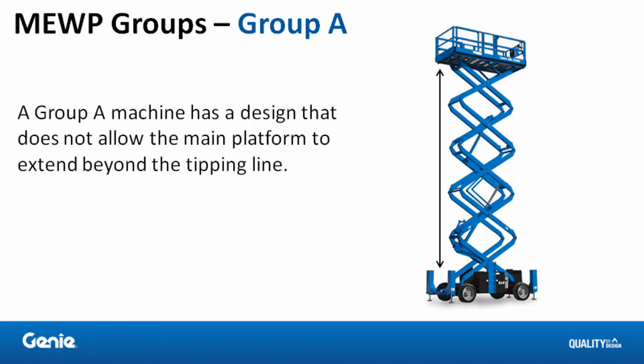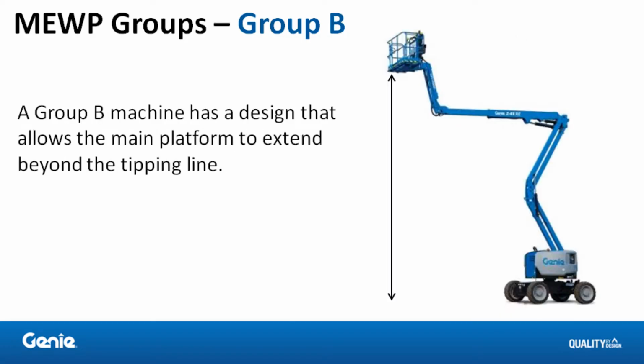A Group A machine has a design that does not allow the main platform to extend beyond the tipping line. In other words, the platform does not go outside of the drive chassis envelope. A perfect example of a Group A machine would be a scissor lift. Conversely, a Group B machine has a design that allows the platform to extend beyond the tipping line. A great example of a Group B machine would be an articulating or telescopic boom.